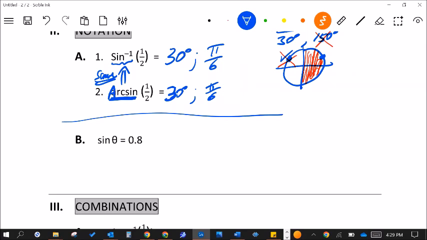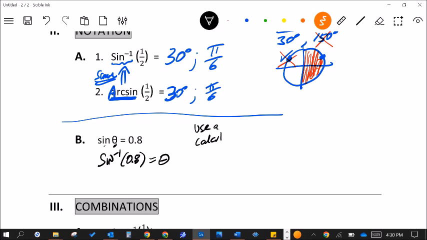Okay, so I just realized I forgot to put the -1 on here. Oh, no, wait a minute, don't do that yet. What I do is, since the sine of the angle is 0.8, I would then say sine⁻¹ of 0.8. That's going to equal our angle. And for decimal ones that are not on the unit circle, use a calculator.